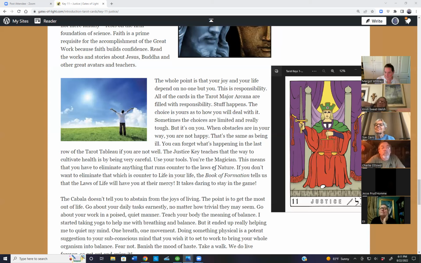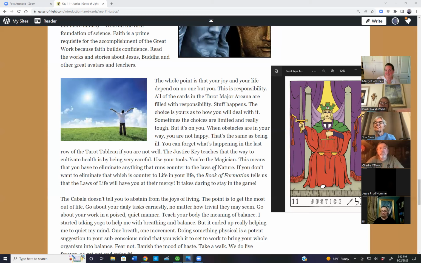All of the cards in the tarot major arcana are filled with responsibility. Stuff happens. The choice is yours as to how you will deal with it. Sometimes the choices are limited and really tough, but it's on you. When obstacles are in your way, you are not happy, to say the least, in most cases. That's the same as being ill. You can forget what's happening in the last row of the tarot tableau if you are not well.